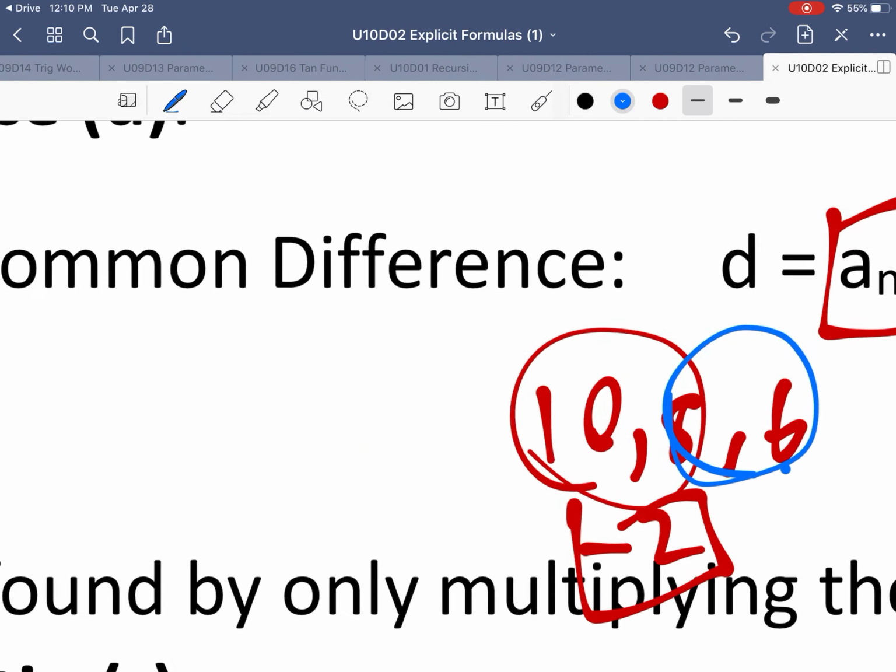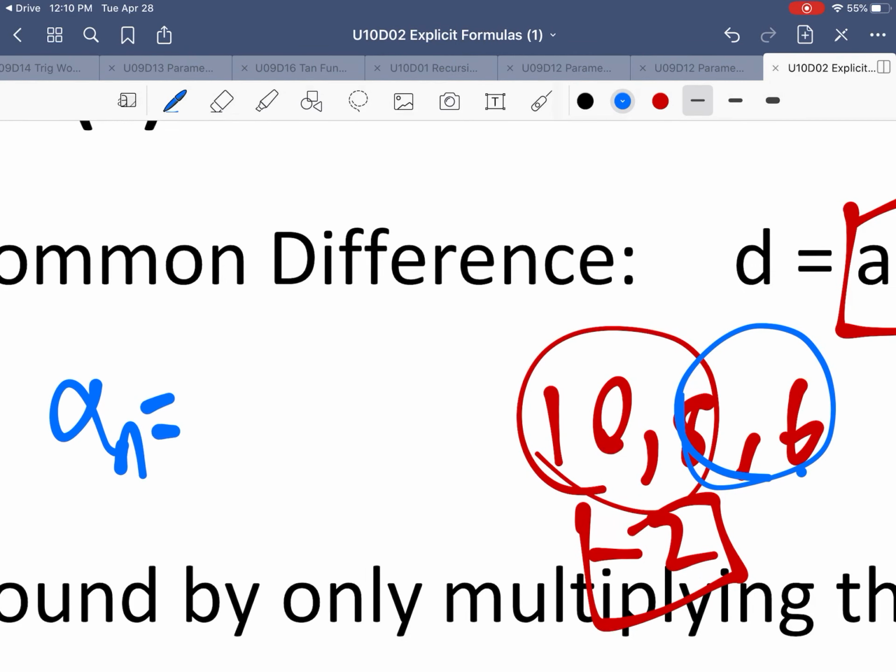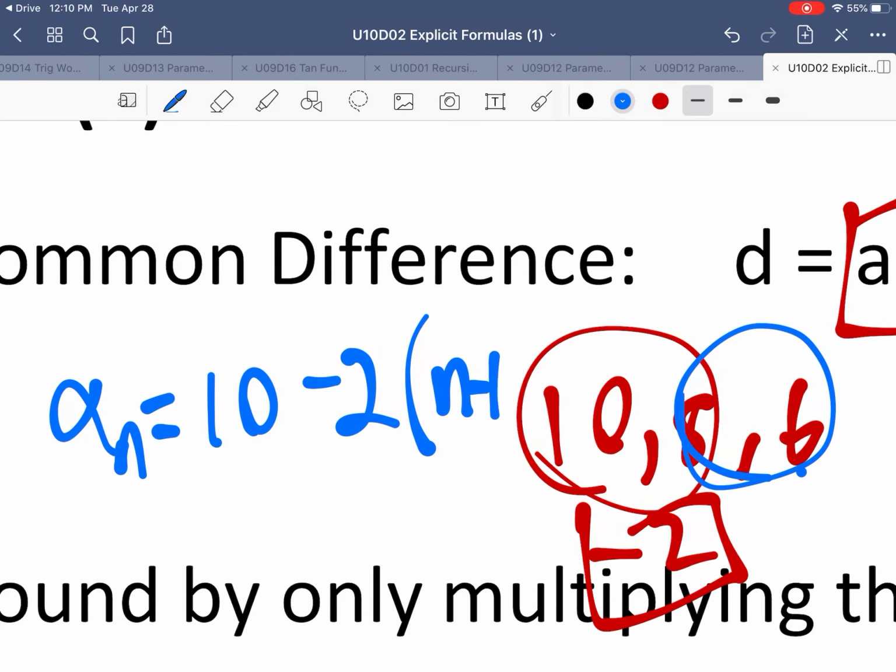So the formula for this particular sequence would be an equals the first term, 10, and I would put minus 2 because that's my common difference, times n minus 1.